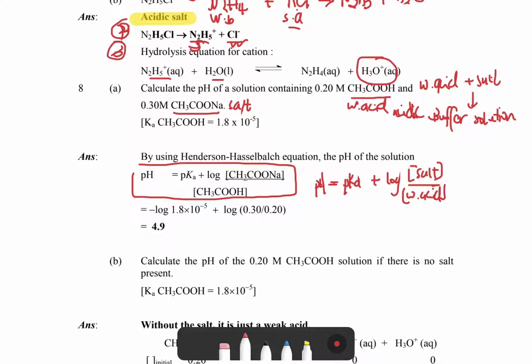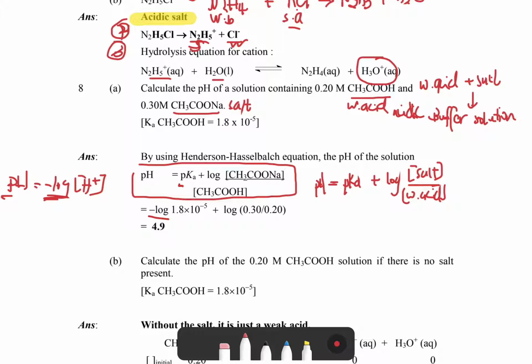So Ka dia sudah bagi. So P di sini maksudnya negative log. Okay, P itu negative log. Contohnya kalau pH, untuk cari pH dia negative log concentration hydrogen ion. So P itu adalah negative log. So pKa maksudnya negative log Ka. So Ka is 1.8 exponent negative 5 plus log concentrations of the salt divided by concentrations of weak acid.